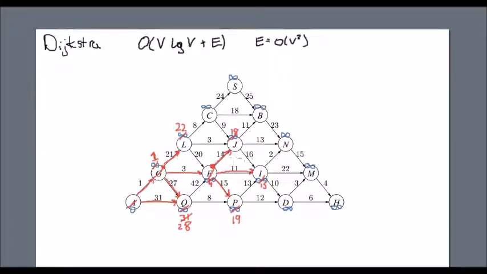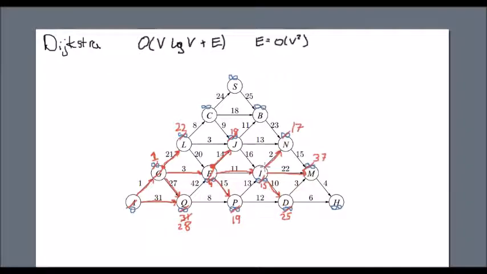Okay, the next smallest one is 22. No, it's actually 15. So we're standing at I. We can now move to N, M, and D. So if we move down here, we get 25. And if we move this way, we get 37, right? 37. If we move up here, we get 17.